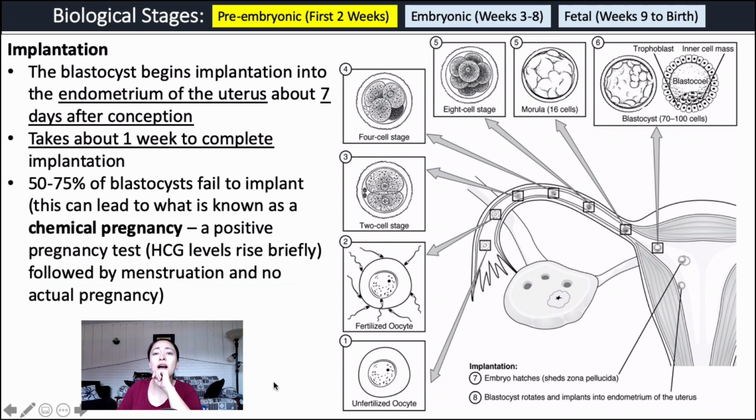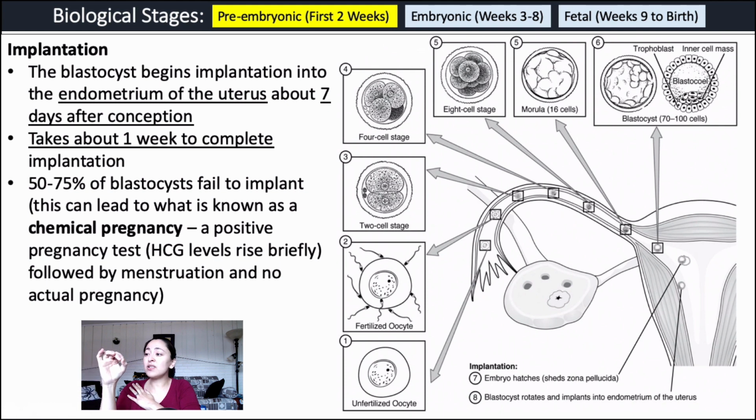One thing I want to point out is that 50 to 75% of blastocysts fail to implant. And this can lead to what is called a chemical pregnancy, or in other words, a positive pregnancy test followed by menstruation and no actual pregnancy. Now, this occurs because the blastocyst does start to implant and it does start secreting HCG from the trophoblast. And remember, HCG is the hormone detected by pregnancy tests.